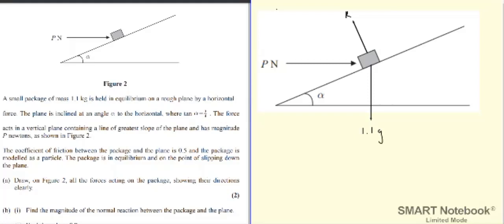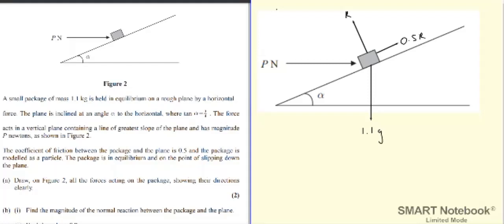The package is in equilibrium and on the point of slipping down the plane. So if it's on the point of slipping down the plane, you're going to have a frictional force opposing the downward motion. So it's going to act parallel to the plane but going up the plane. And we're told that the coefficient is 0.5, so this is 0.5R. We can do that straight away. And these are all your forces.